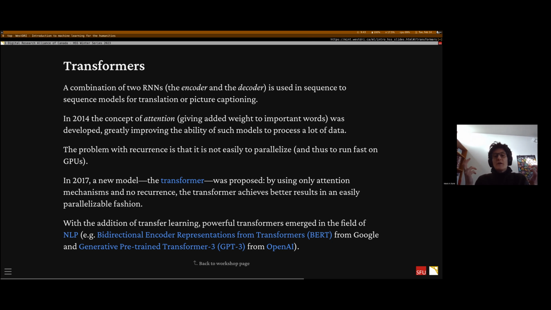In machine learning, the idea of attention is to give added weight to important words. In speech, some words have a lot of meaning and others don't. And then this has been applied to images as well. In an image, some areas of pixels have a lot of meaning and others don't. And this is really how the biological brain works.